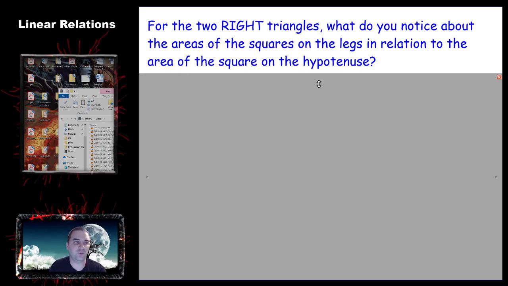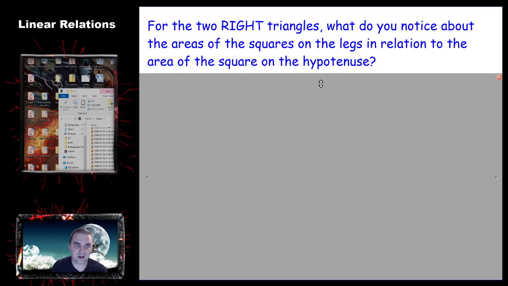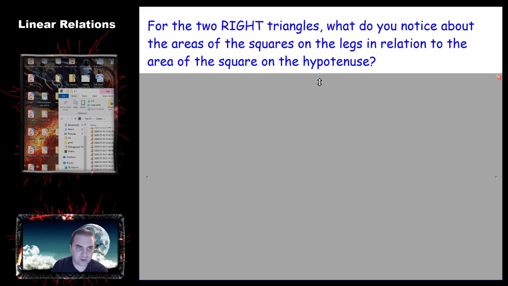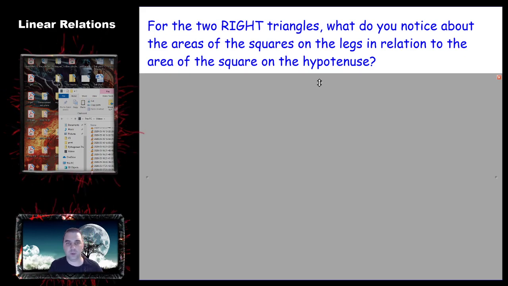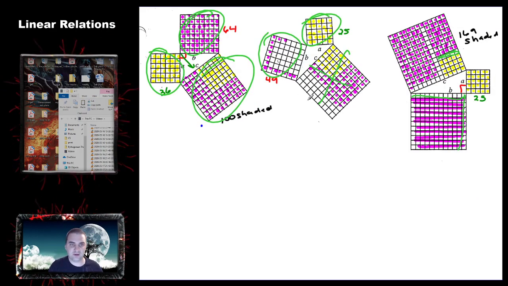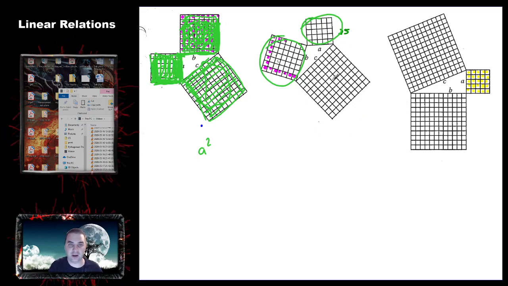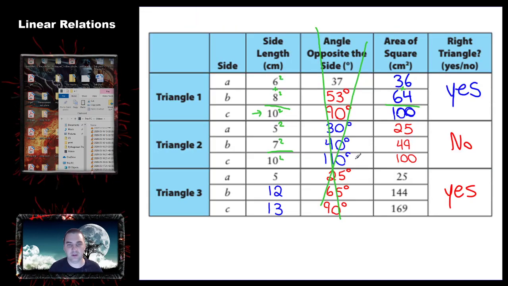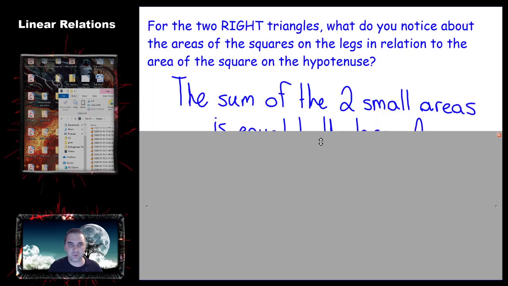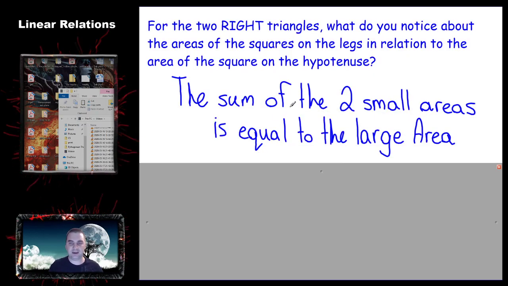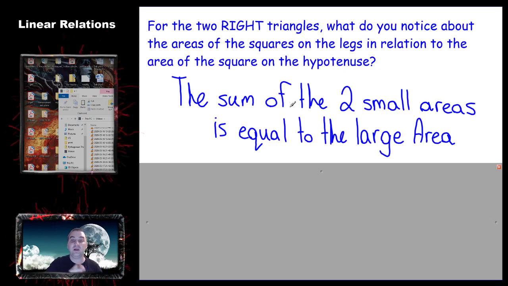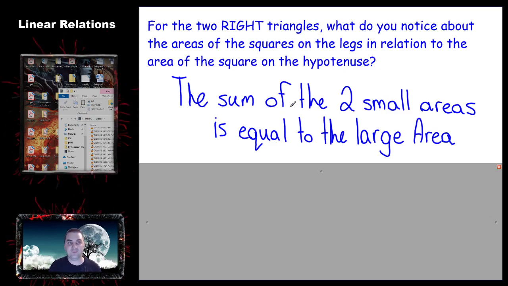Okay, here's a question for you. For the two right triangles, what do you notice about the areas of the squares on the legs in relation to the area of the square on the hypotenuse? It's a lot of words, but basically the question is, what do you notice about the small triangle and the medium triangle compared to the big triangle if it was a right triangle? The answer we've talked about a few times already. The sum, adding the two small areas together, will give you exactly the large area if it is a right triangle.